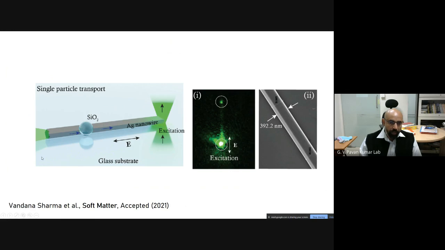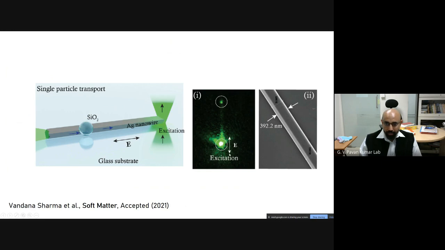And if there is a colloid in the vicinity, this particular colloid actually starts getting pulled to the point of excitation. We were interested in looking at the dynamics of this colloid as a function of space and time, and also the consequence of such kind of pulling when the colloid reaches the excitation point.